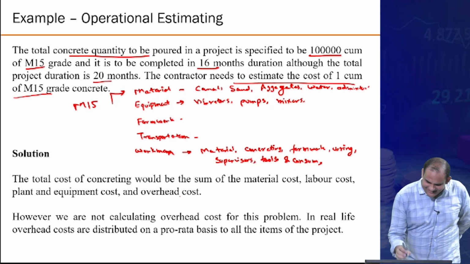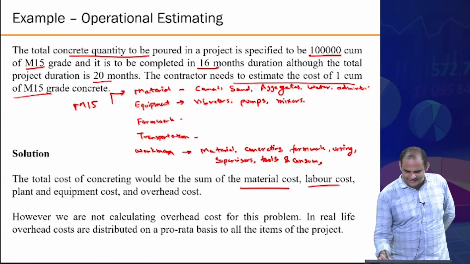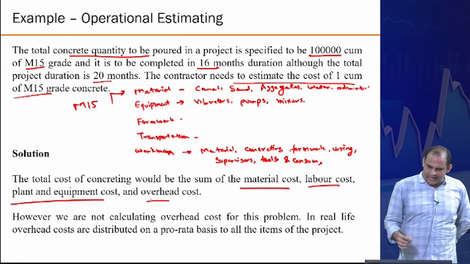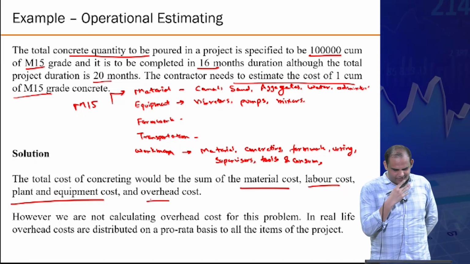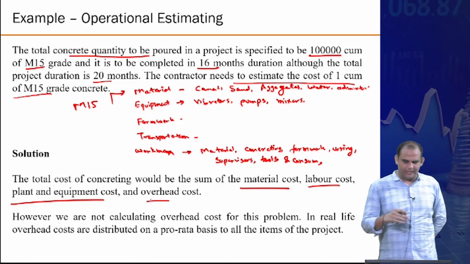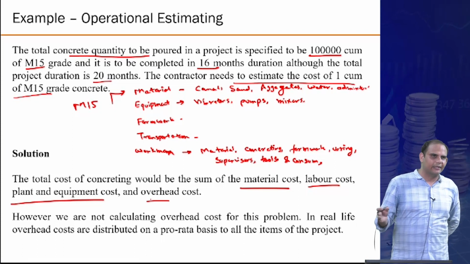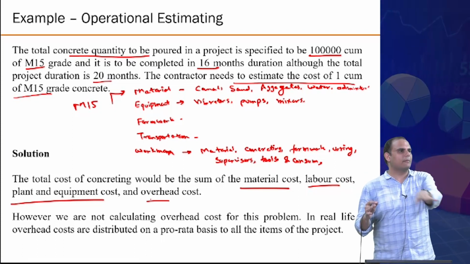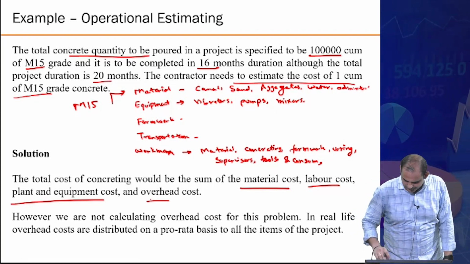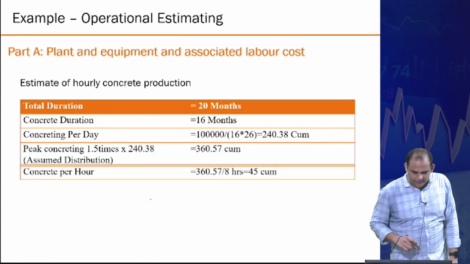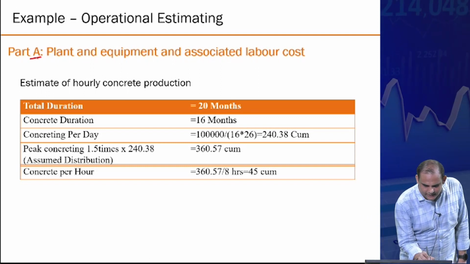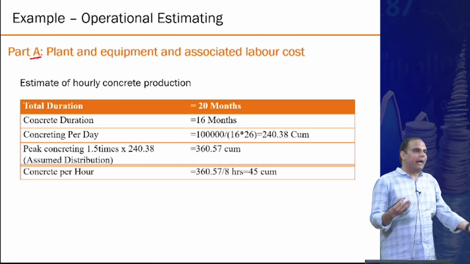Okay, so the total cost of concreting would be the sum of the materials, the labor cost, the plant and equipment cost, and the overhead, whatever is there. And we are not calculating overhead costs for this problem, but essentially this will be distributed on a pro rata basis of how much is the total company's overhead distributed over the quantity of the work and things like that, right? But let me give you an example. So let's first estimate how much is the concreting requirement, right?